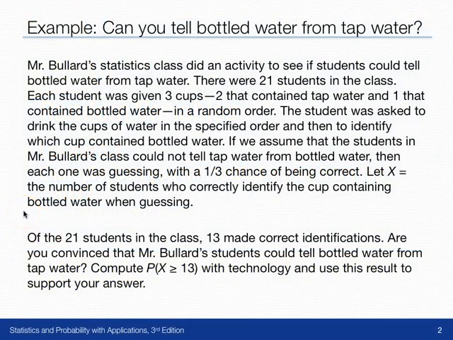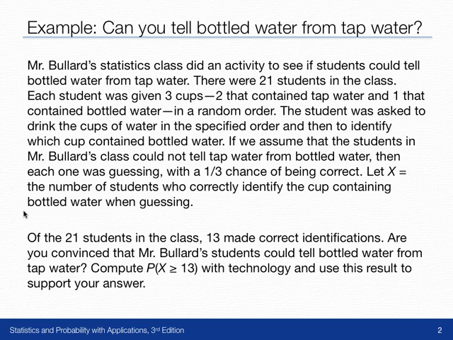Mr. Bullard's class did an activity to see if students could tell bottled water from tap water. There are 21 students in the class and each student was given 3 cups, 2 that contain tap water and 1 that contains bottled water in random order. The student was asked to identify which of the cups they thought was the bottled water.